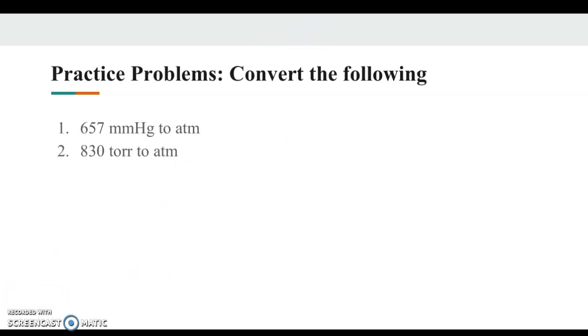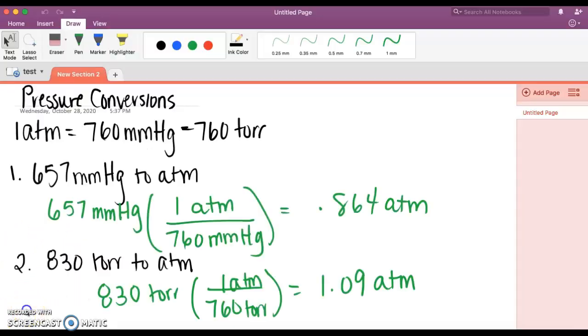We're going to do the following practice problem. Please convert 657 millimeters of mercury to atmospheres and 830 torr to atmospheres. I'm going to pause the video. Now let's take a look at these conversions.